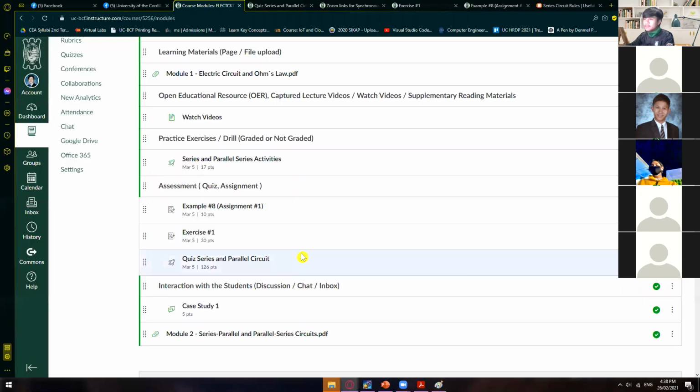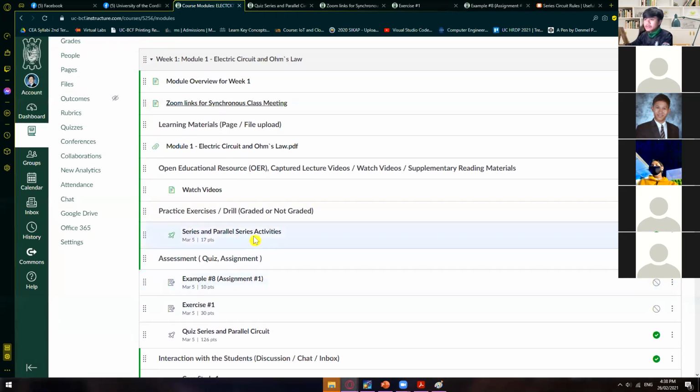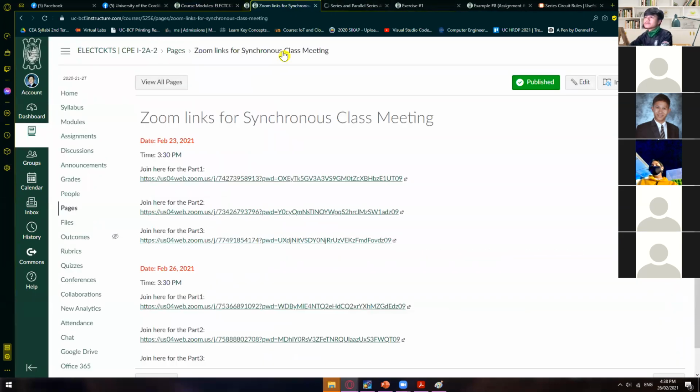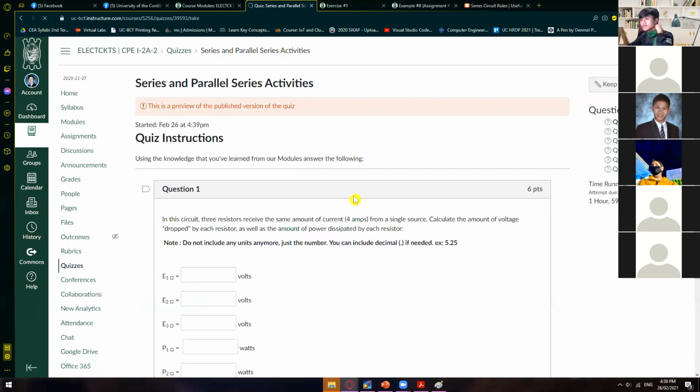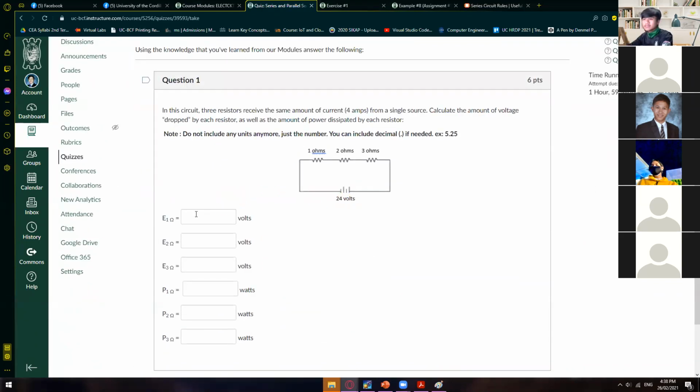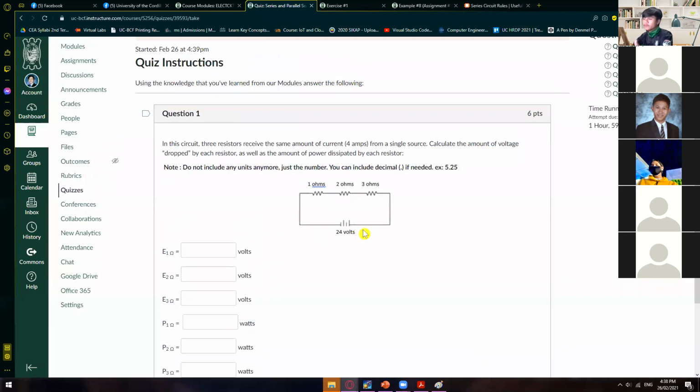Okay, and I would like you guys to answer this one also. I created a practice exercise. This one is quite simple. As you guys can see, it's only asking for E sub 1, E sub 2, E sub 3, power 1, 2, 3, etc. So this one is fill in the blanks. I included already here the instruction on how to answer this one.